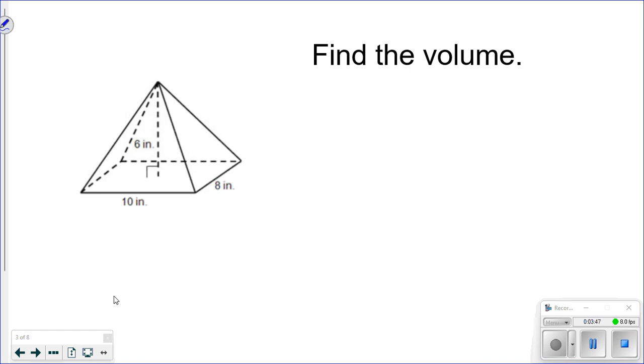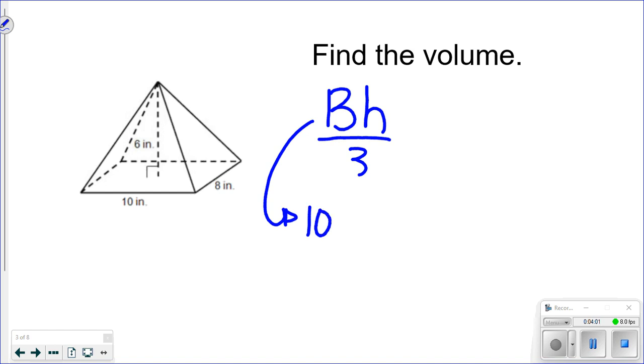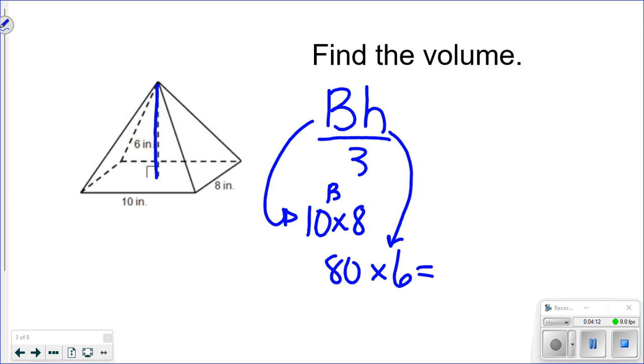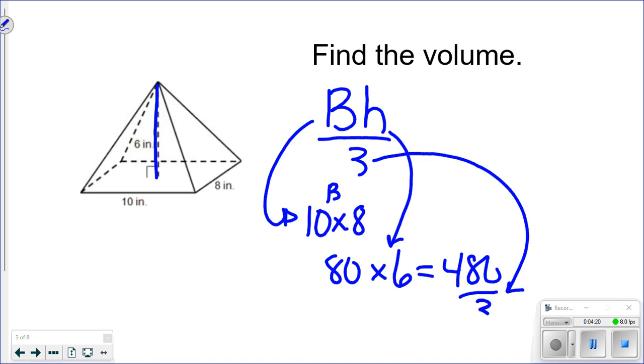All right, so for this one, I'm going to write B times H divided by 3. And so I'm looking at my base here. My base is a rectangle. So my base is just going to be 10 times 8. Okay, so this is my big B, which would be 80, times my height. My height's going to be right in here, times 6. 80 times 6 is 480. Okay, so I did my B and my H, but now I have to divide by 3. And the answer is 160 inches cubed.